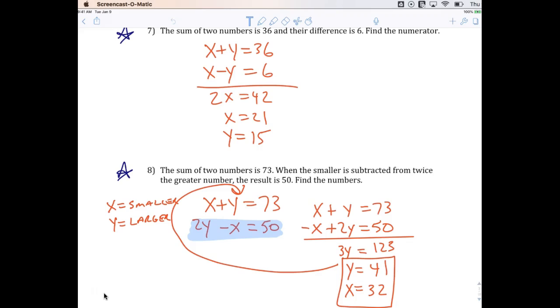I'm kind of confused as to where you got x minus y equals 6. How about I got x minus y equals 6 from reading the question? It says the difference. Come on. Difference means what? There you have it. x minus y equals 6. All right. Please be careful.